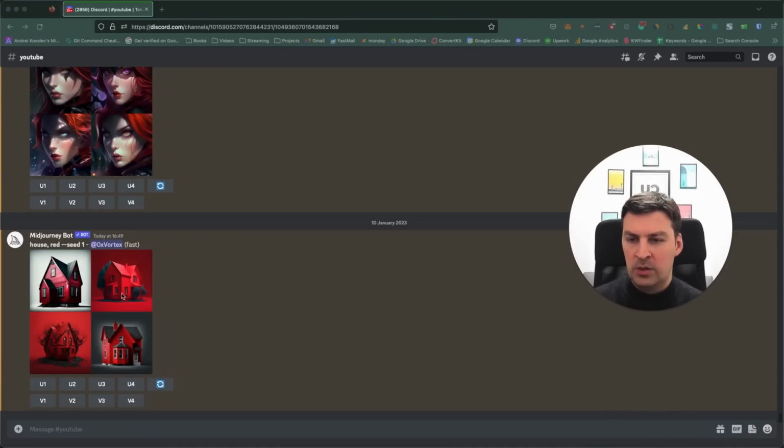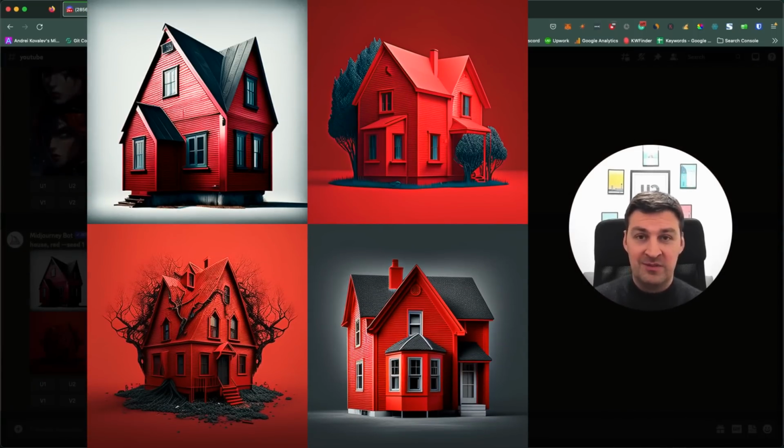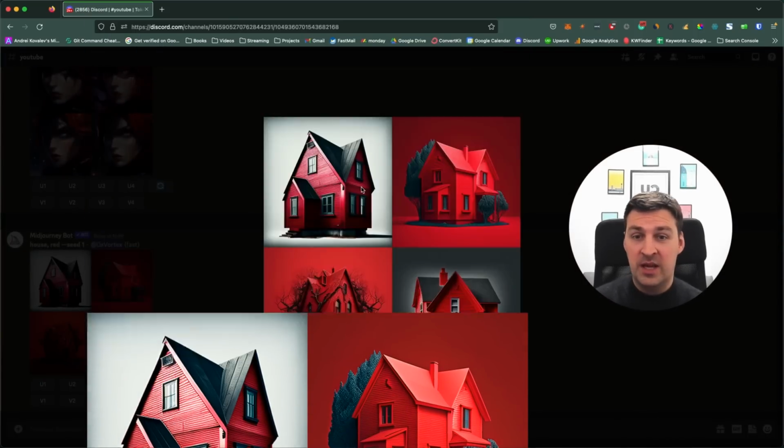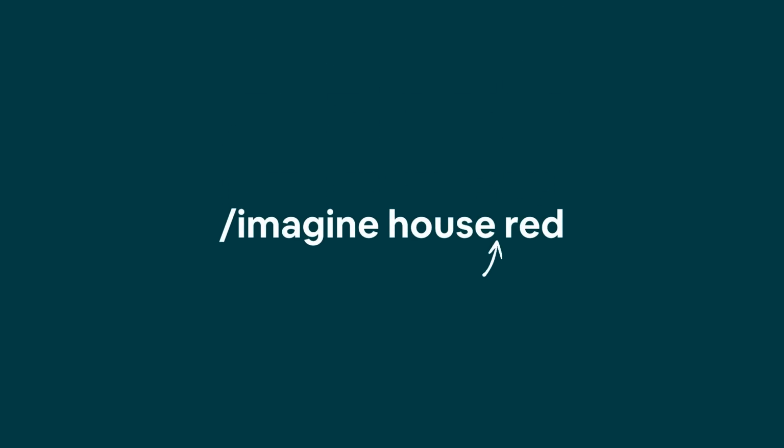Okay, and here we go. We've gotten exactly what we would expect from this prompt, house red. So what do we get? Let's have a closer look. We get 4 houses that are red, and there's a lot more red in the background and stuff like that. So let's have a look at what happens if we enter this very same prompt, but we remove the comma. I'm still going to use a seed of 1.